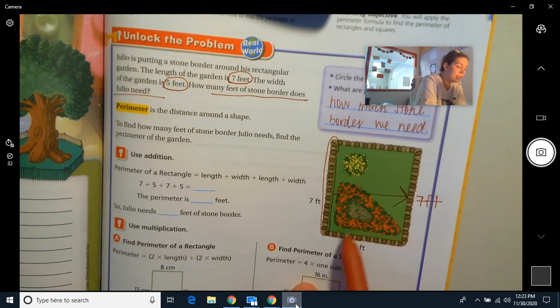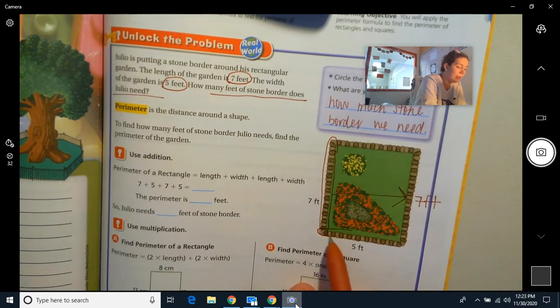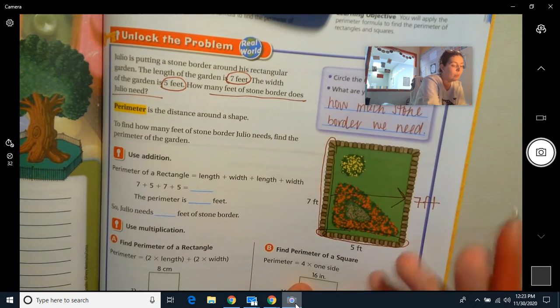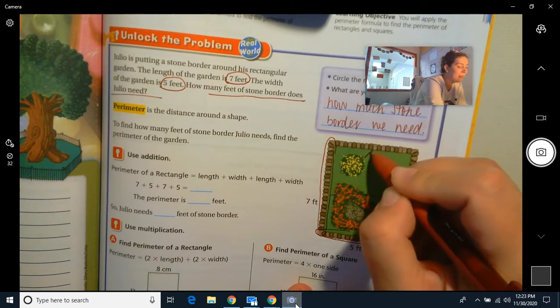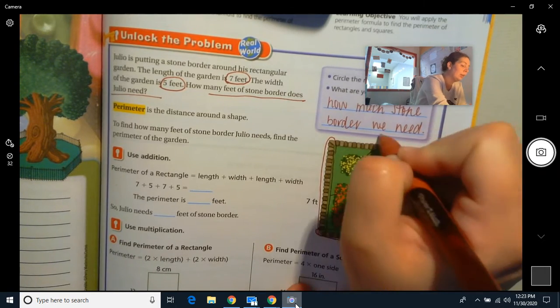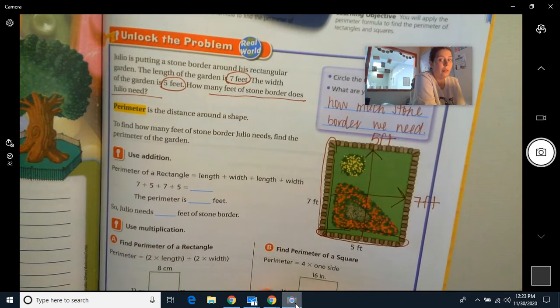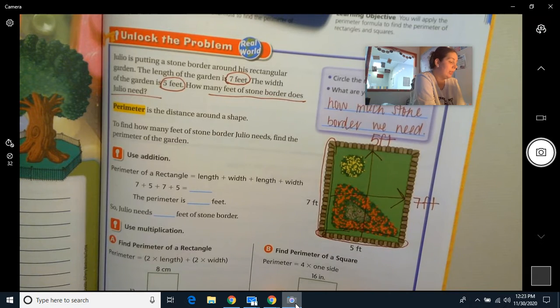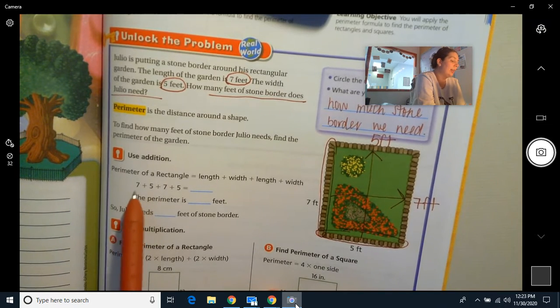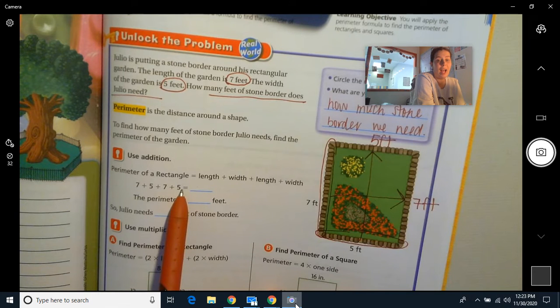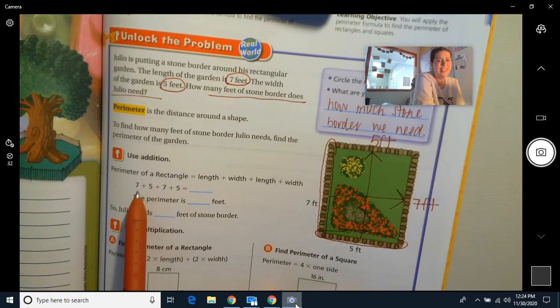This 5 feet, this is the width. This is the bottom. That's telling me how wide the garden is. Length is telling me how long the garden is. This one is the exact same size as this one that's not labeled. So this is also 5 feet. To find perimeter, I just add all those numbers together. So it's saying 7 plus 5 plus 7 plus 5. Well, I need to first figure out what 7 plus 5 is one time.